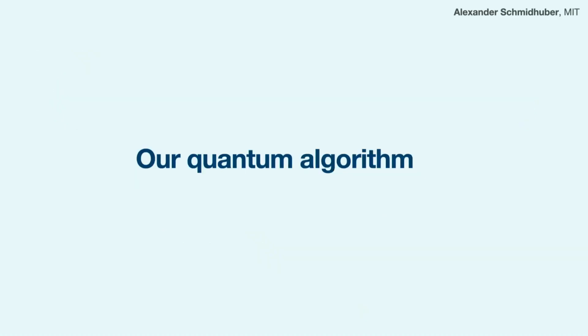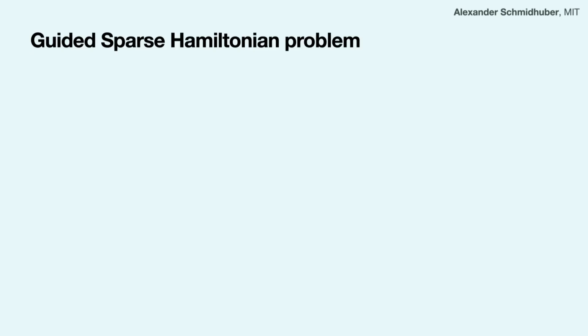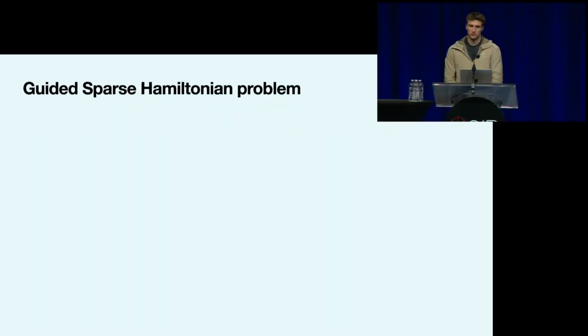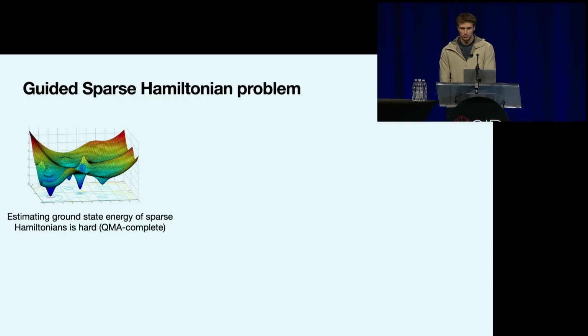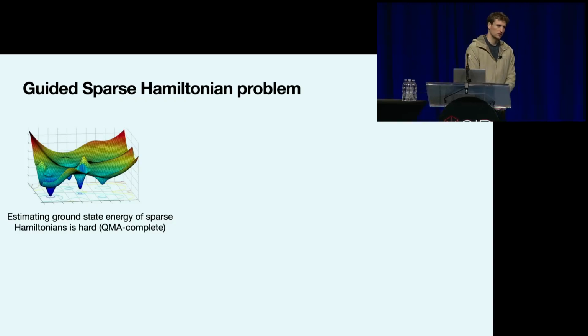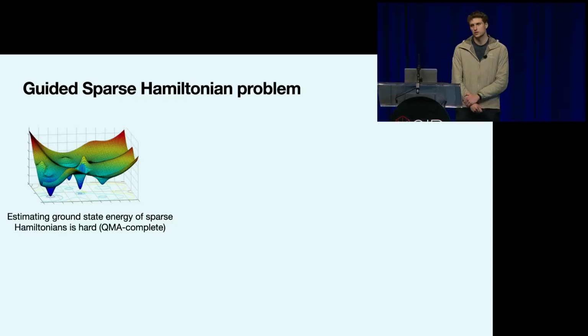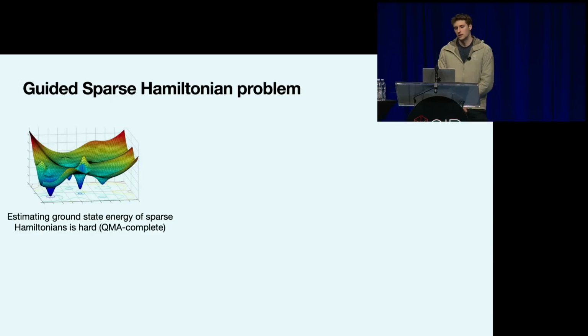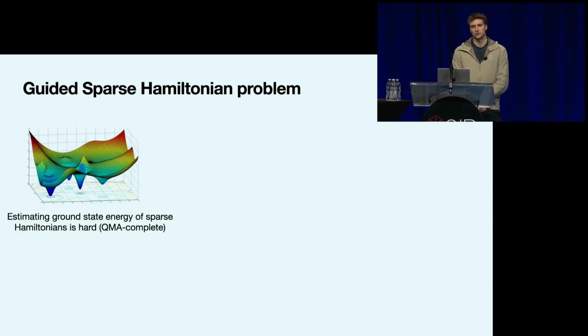Okay, so let me explain how this quantum algorithm works. And I'll start by explaining the underlying principle of how we get this quartic speedup, which is called the guided sparse Hamiltonian problem. So almost any problem in any algorithmic task you can rewrite as trying to estimate the ground state energy of some sparse or local Hamiltonian.